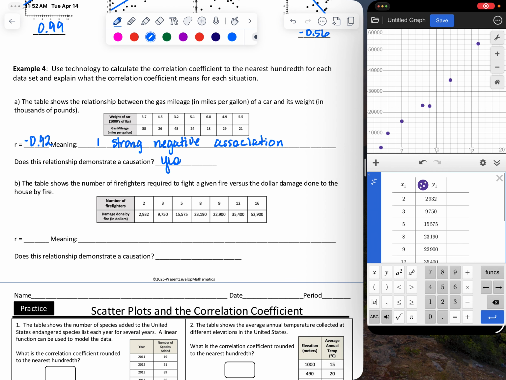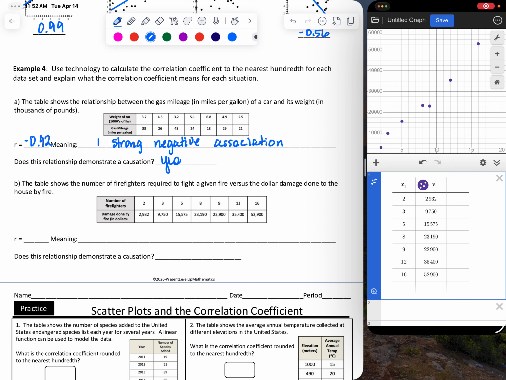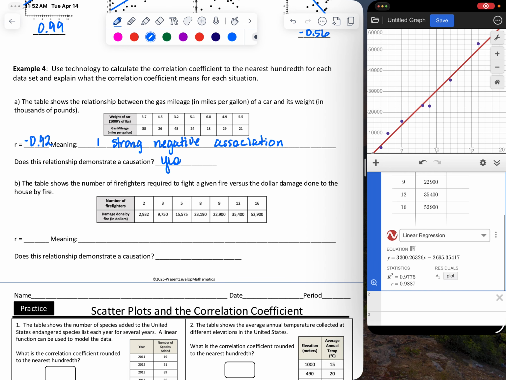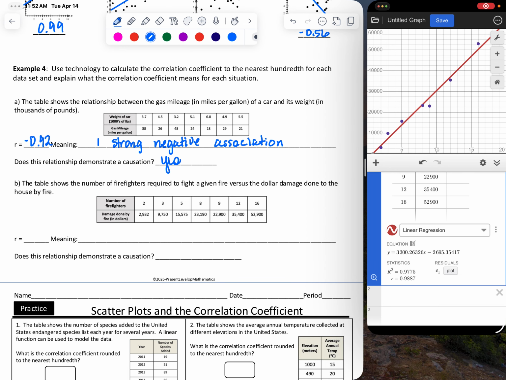but we want to calculate our correlation coefficient, or the value of R. So I'm going to press the scatter plot button here, go down here to where it says statistics, and I want to round R to the nearest hundredth. So that would be 0.99. So this is a very strong positive association.